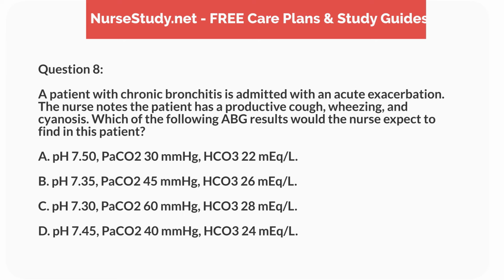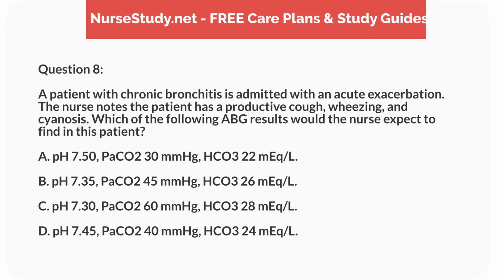Question 8. A patient with chronic bronchitis is admitted with an acute exacerbation. The nurse notes the patient has a productive cough, wheezing, and cyanosis. Which of the following ABG results would the nurse expect to find in this patient? A. pH 7.50, PaCO2 30 mm of mercury, HCO3 22 milliequivalent per liter. B. pH 7.35, PaCO2 45 mm of mercury, HCO3 26 milliequivalent per liter.